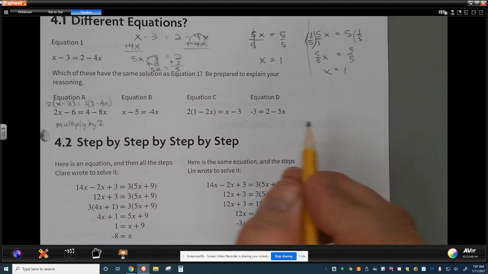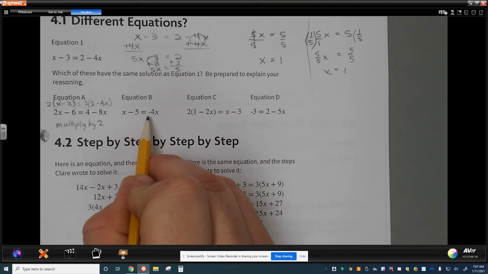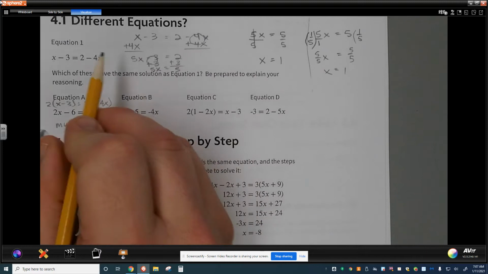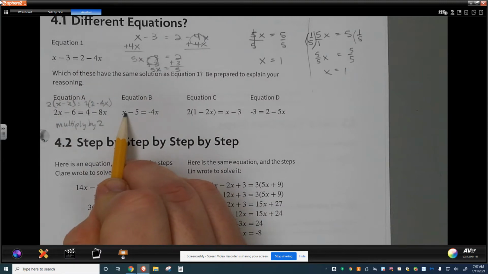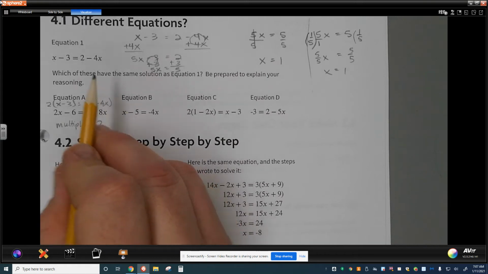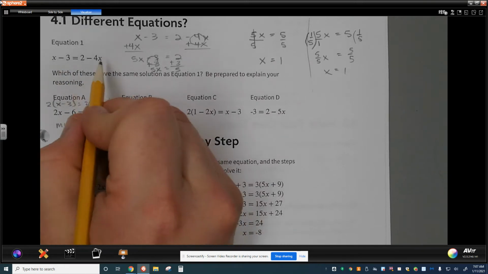The next one, equation B, what's different here is I see that the minus 4x on the right side is still present, but the 2 is gone. I see the x is still the same on the left expression, but the 3 has turned to a 5.